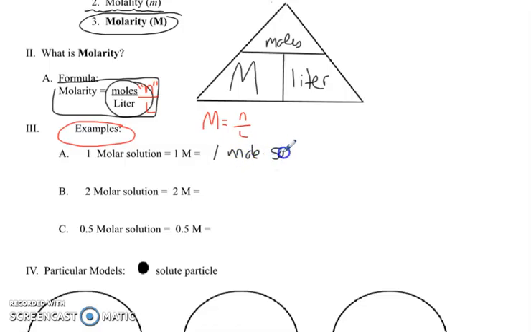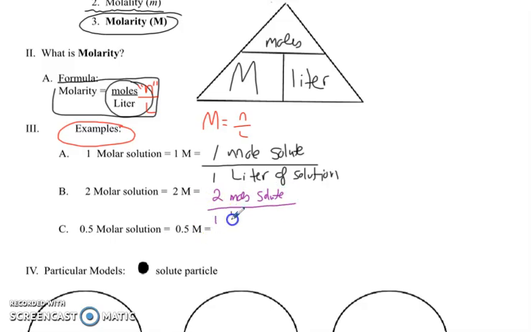that means that there's exactly 1 mole of solute in 1 liter of solution. So if I gave you a 2 molar solution, how many moles of solute do you think there would be? You're right, it's going to be 2. So there's 2 moles of solute over 1 liter of solution.